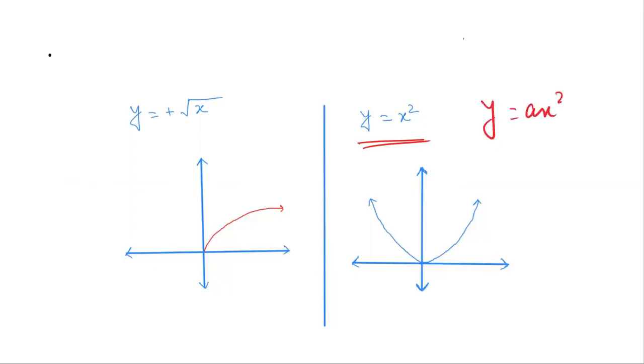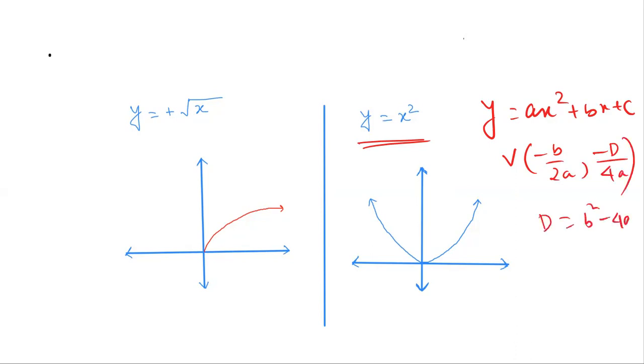Y equal to ax square plus bx plus c, whose vertex is minus b by 2a, comma, minus d by 4a. What is d? D is b square minus 4ac. This is the extreme values of quadratic equation. That means if the power of x is 2, the graph will become either upward or downward.